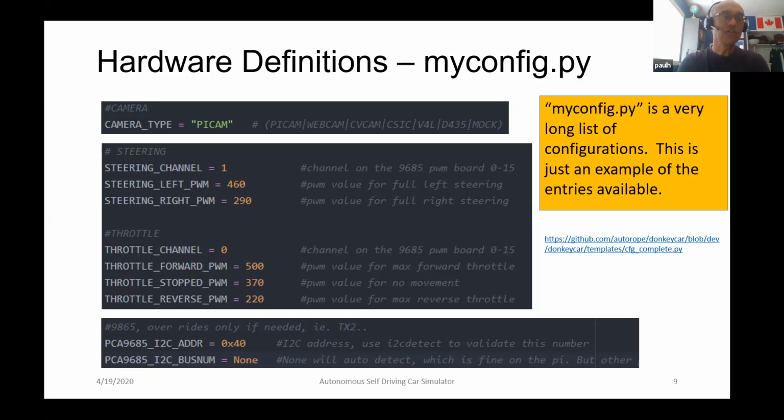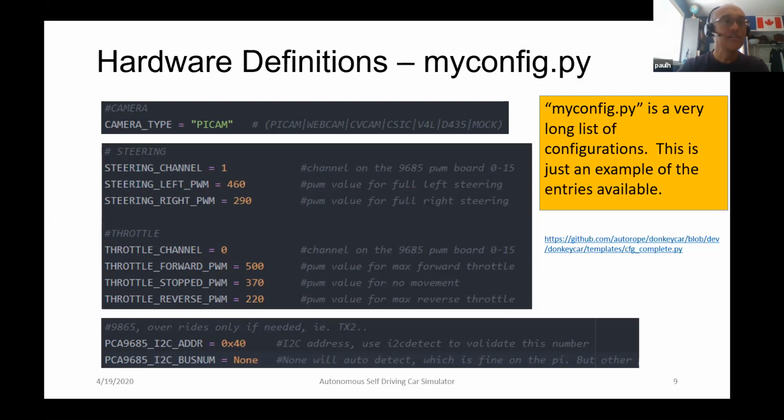For the throttle, similar thing. There's a throttle at 1.5 milliseconds or 1500 microseconds should be no throttle. And then higher than that should be forward, and lower than that should be backwards. And then you just have to find these values again.